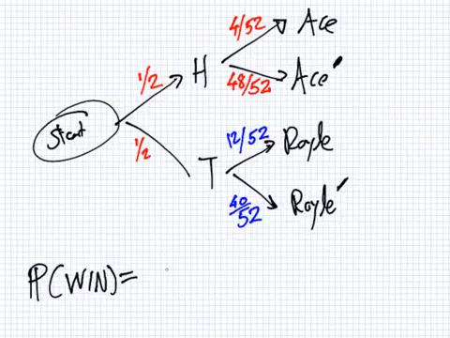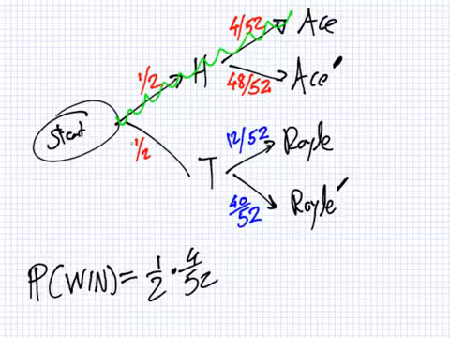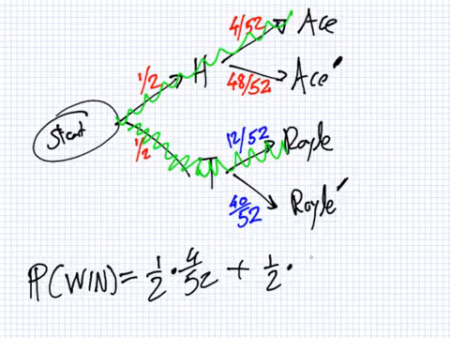2/13. So it could be 1/2 times 4/52 if you go this option to win. Or the second option is you get tails and then get a royal card. So plus 1/2 times 12/52. This will equal 2/13.